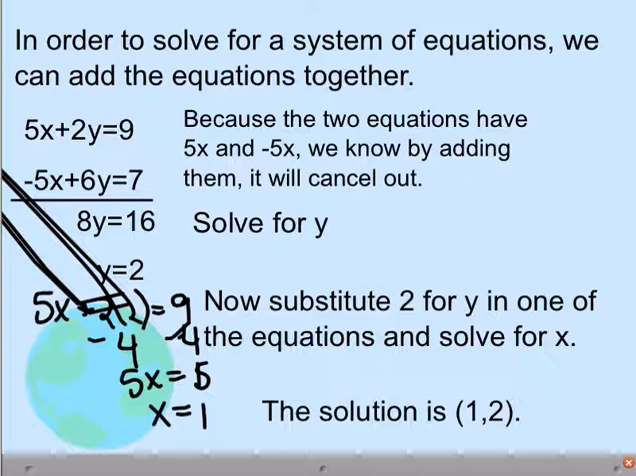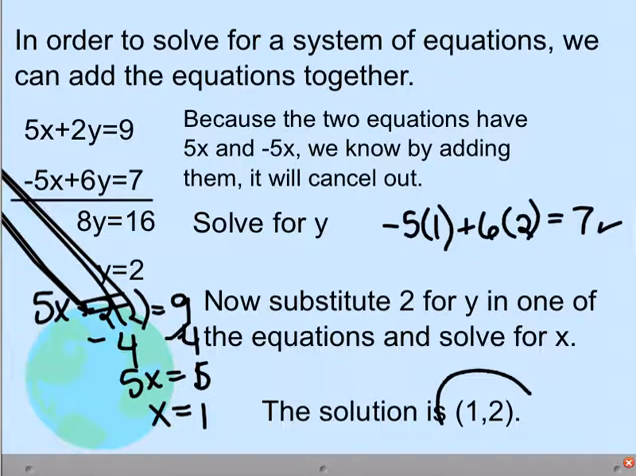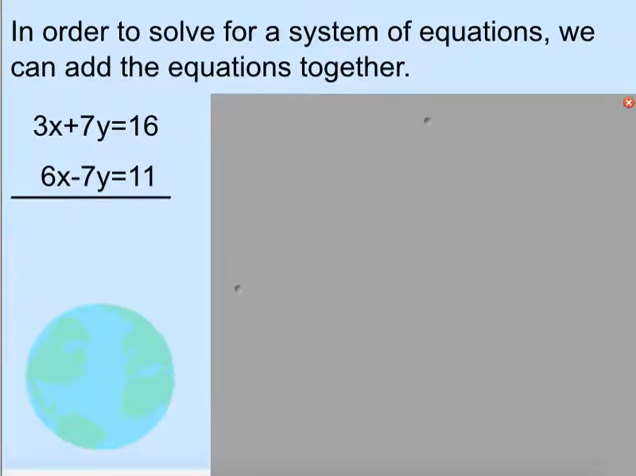Well, we can check our solution, 1, 2, in the other equation by doing negative 5 times 1 plus 6 times 2. Does that equal 7? Well, yeah, negative 5 plus 12 does give me 7. So this is the solution. Now remember, a solution to a system of equations must be written in the form of a coordinate pair because it's the intersection of these two lines. We need to make sure it's as a coordinate pair.